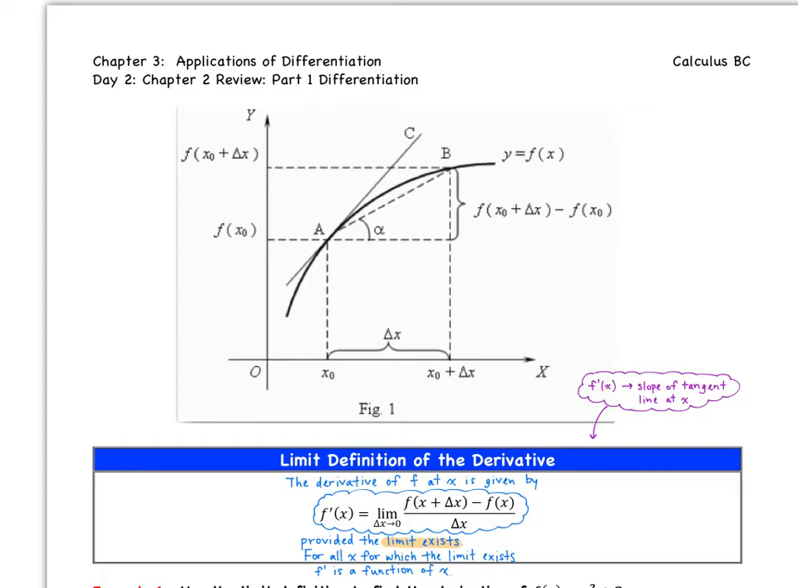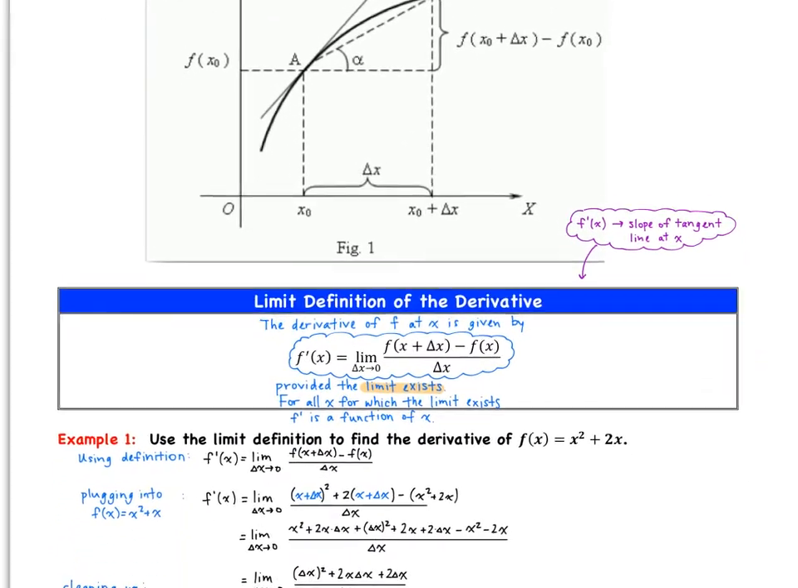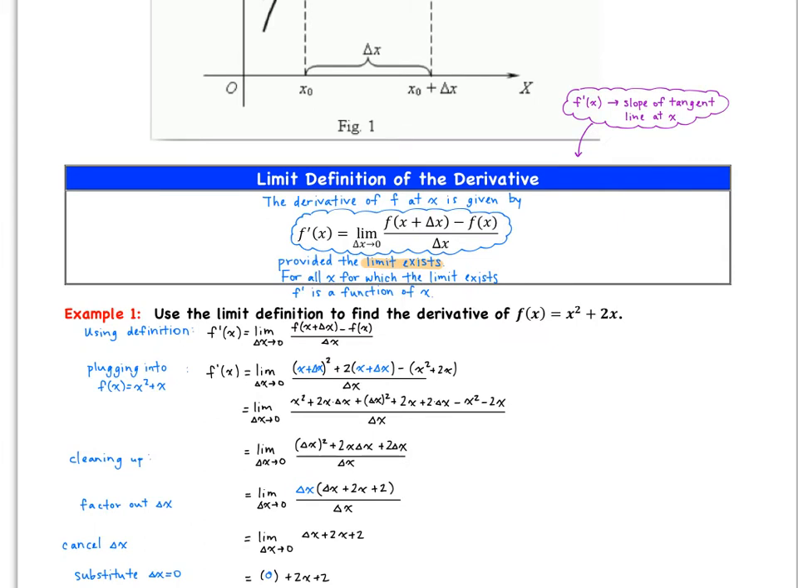As we move forward, we're going to get into our limit definition. Okay, so our limit definition, which is dealing with f prime of a derivative, the limit definition of the derivative, is simply the slope of a tangent line at x. So what we're really looking at here is the derivative of f at x is given by this limit definition of the derivative. Okay, so f prime is equal to the limit as delta x approaches 0 of f of x plus delta x minus f of x, that's your change in y, over delta x.